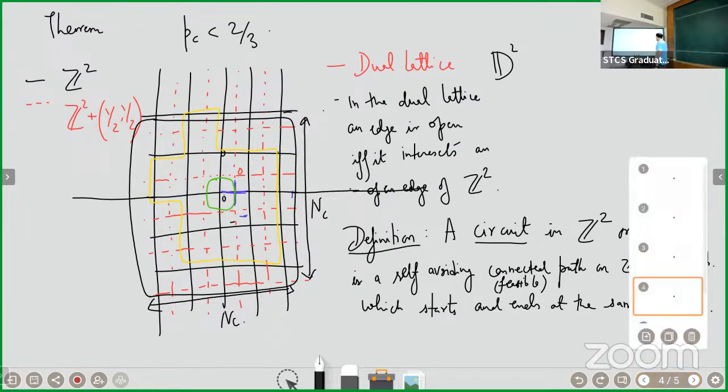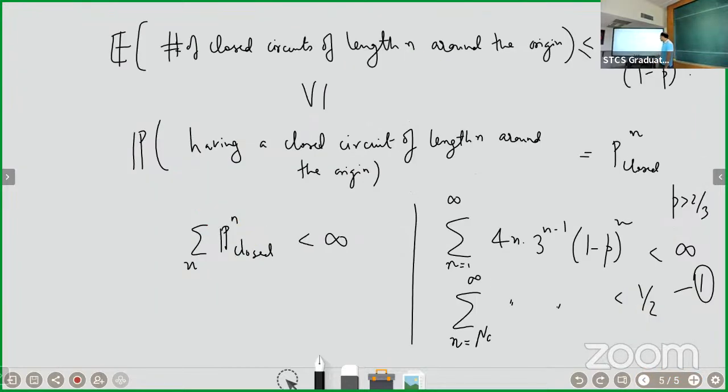Why am I improving? Because for lengths smaller than NC, I'm going to look at the actual graphs. If this was greater than 1, and I could not do anything, then I was stuck. But the fact is that there's so much slack going on. So there exists some finite constant NC, beyond which you will not find a closed circuit of that length with more than half the probability. For anything before that, I can always say the probability that every single edge inside that box is open is p to the power NC square.